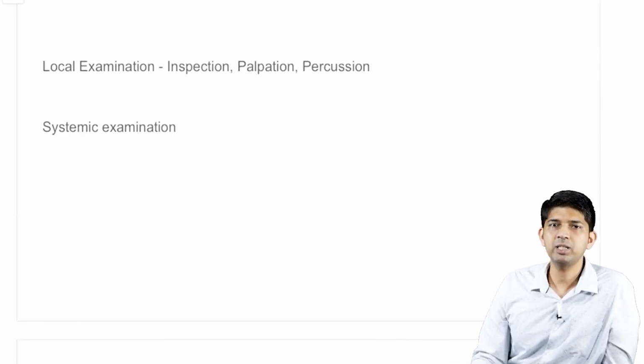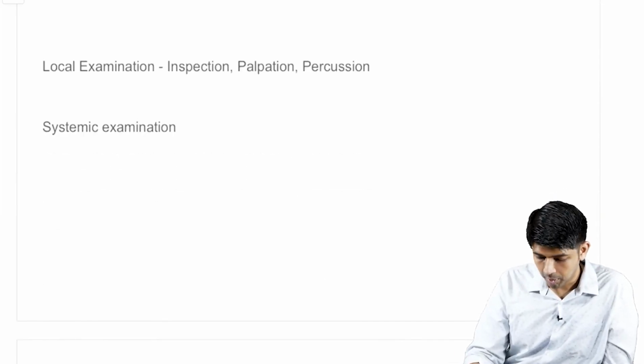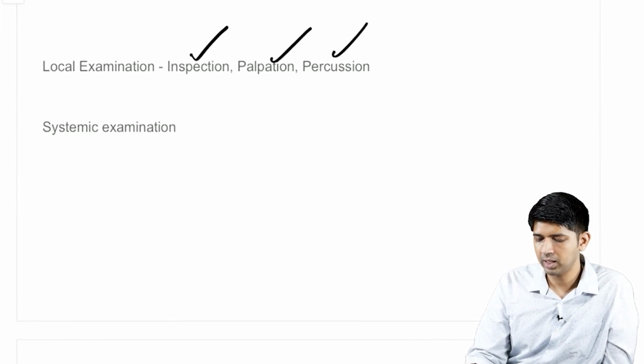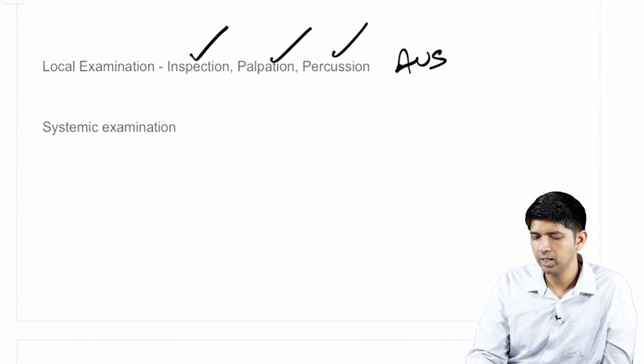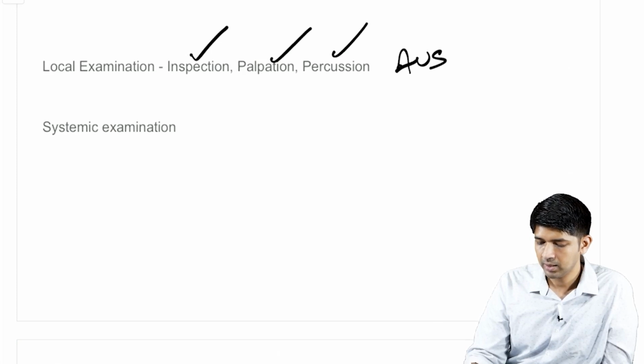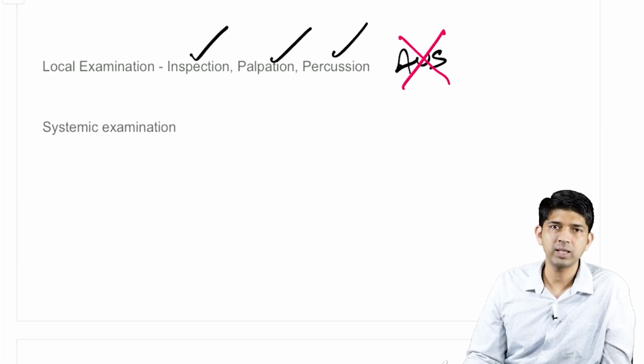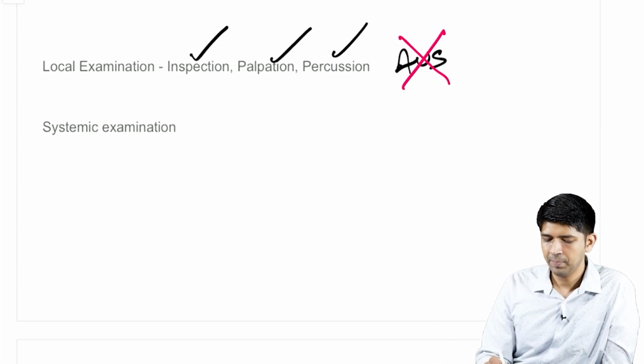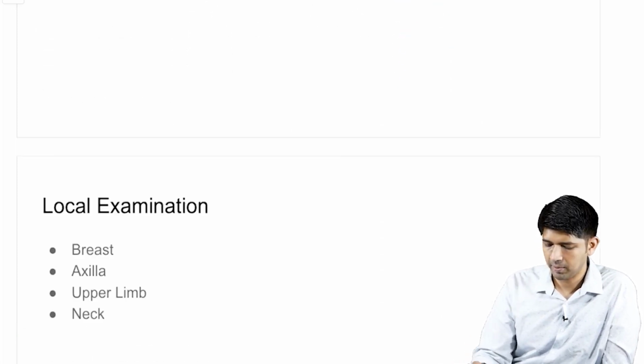Now, local examination is done under 4 headings. Normally, that is the inspection, palpation, percussion and the auscultation. But in CA breast, there is no role of auscultation in local examination at least. Then you move on to systemic examination.